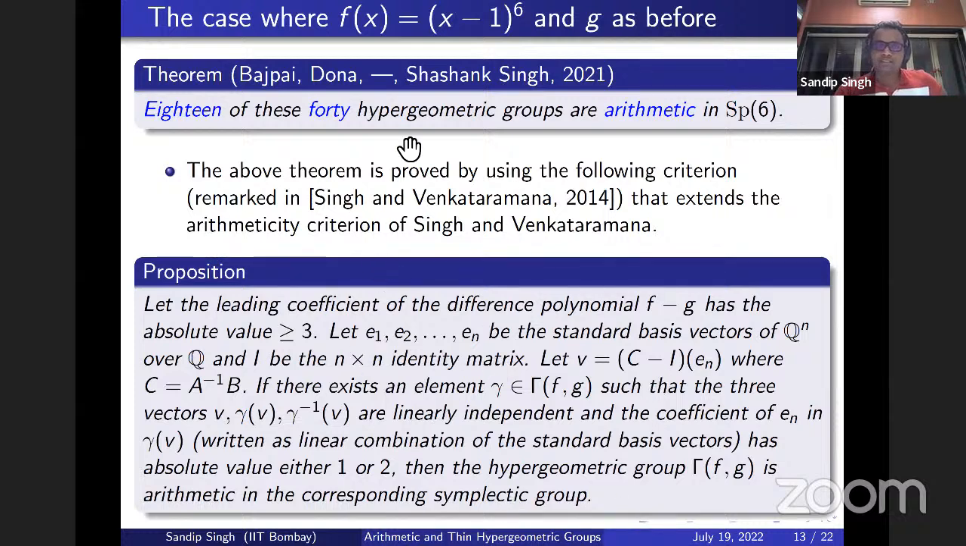So this is not new. Exactly the same proof of Singh and Venkataramana works in this case. We have to just replace the summation to the power k by this word, this element gamma in gamma f,g. So if v is the last column vector of C minus identity, and if you have a word gamma in gamma f,g such that gamma v, a vector inside Q^n, has the coefficient of En equal to plus minus 1 or plus minus 2, then we immediately get that the corresponding hypergeometric group is arithmetic.